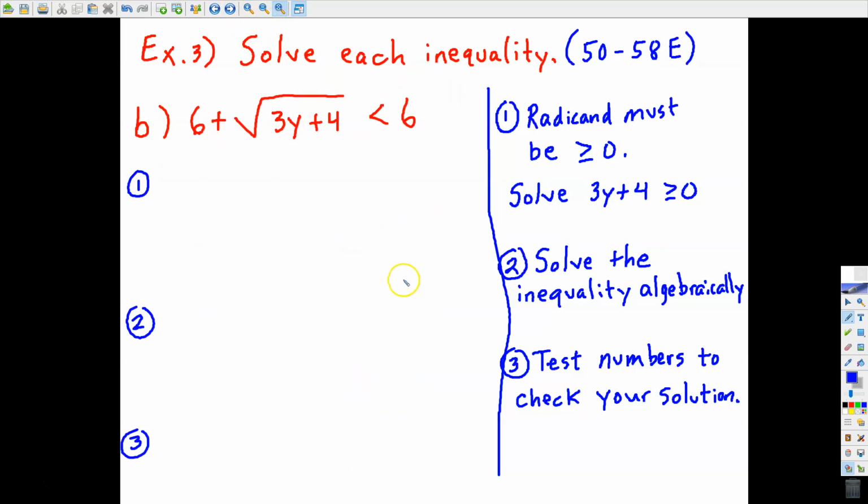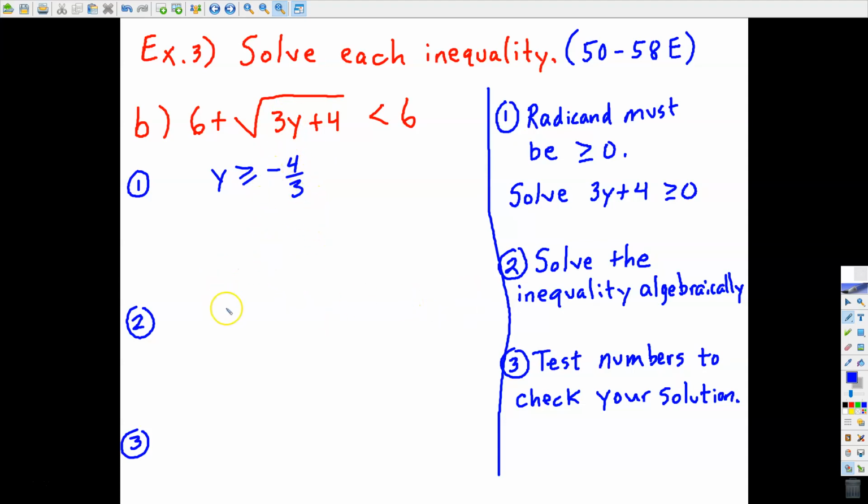So let's do a couple more of these. So here again, our first step is to just take the part under the radical, it's called the radicand, and solve it. So I've shown you here. If you subtract 4 and divide by 3, you're going to get y is greater than or equal to -4/3. In order for this to be a real number, y has to satisfy this inequality.